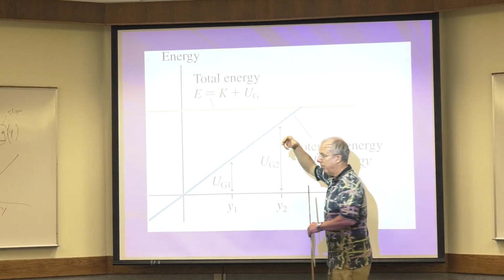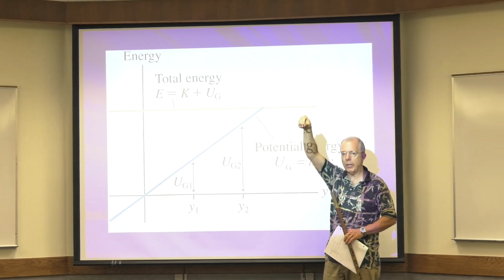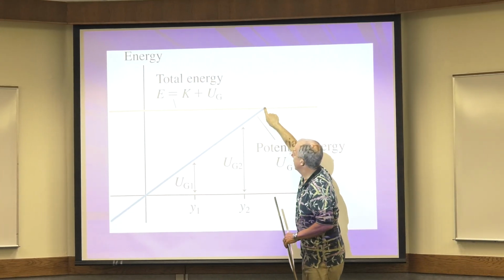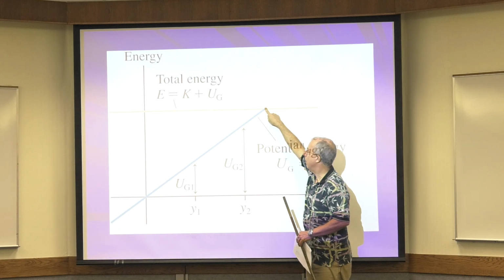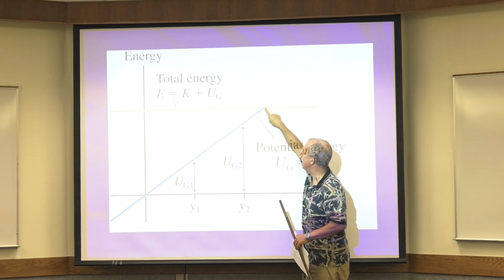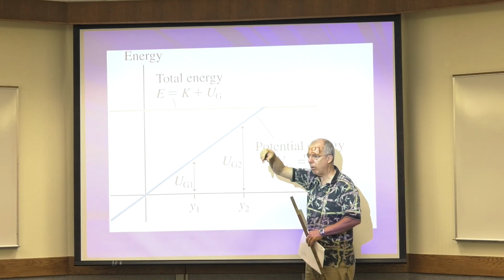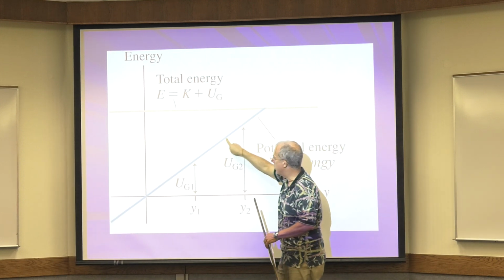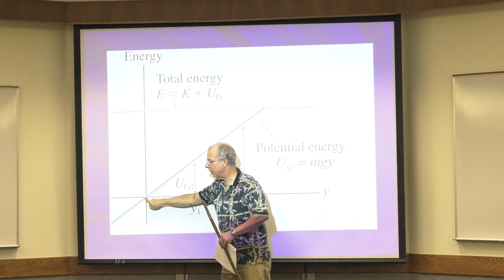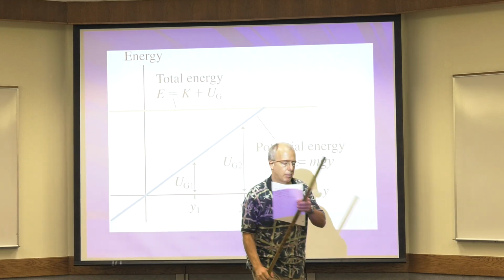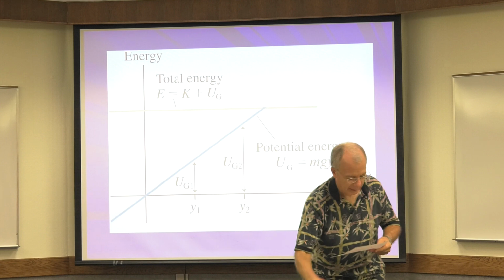And it kind of makes sense, right? Because when we're just holding it steady, the kinetic energy is 0, so the total energy, E, is the potential energy. And then when we let go, the potential energy gets smaller and smaller until it hits the ground.